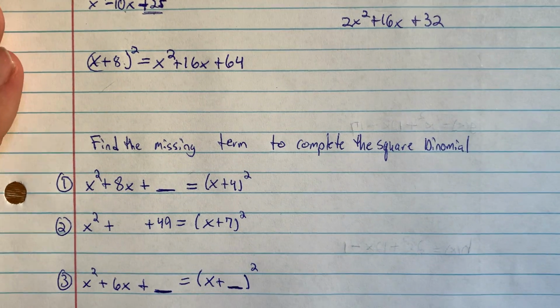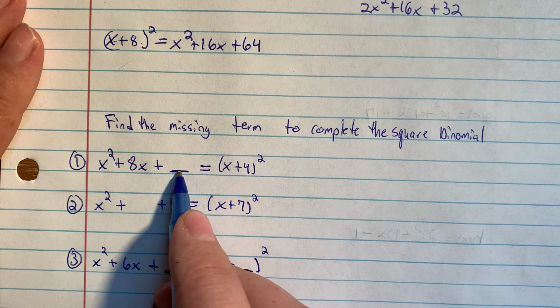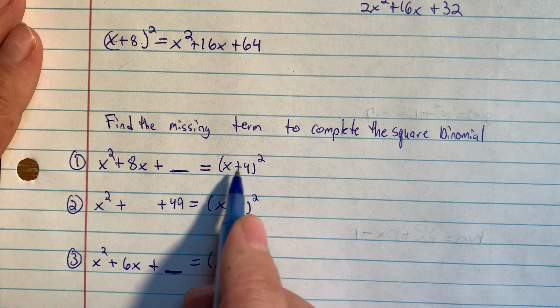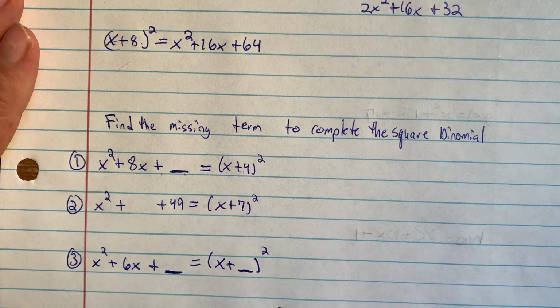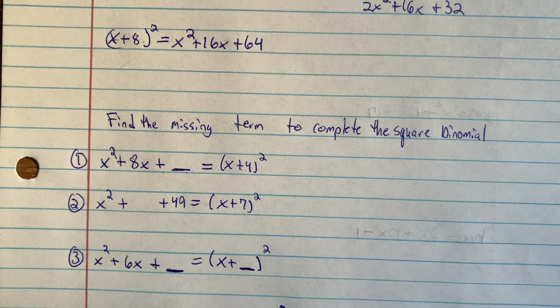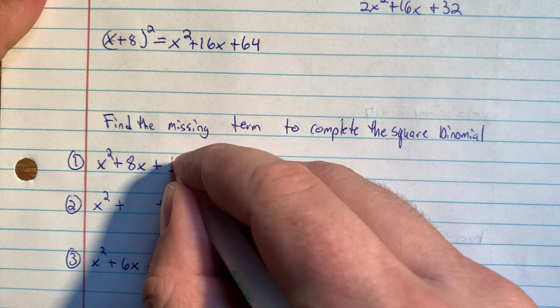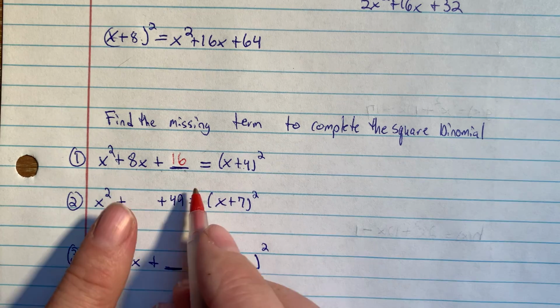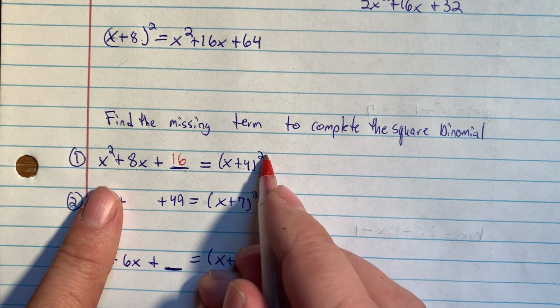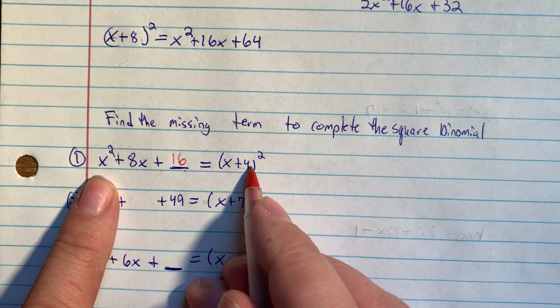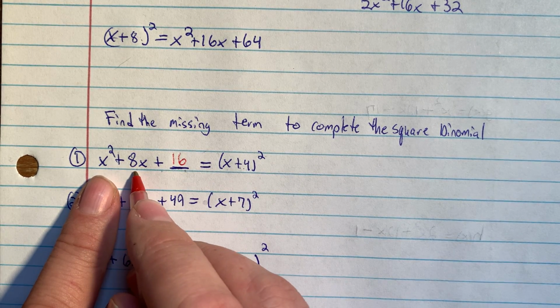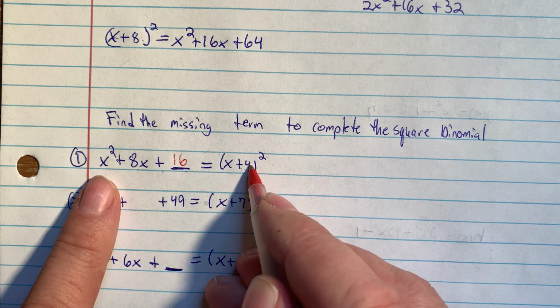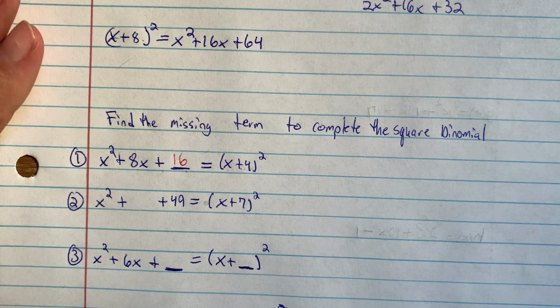Find the missing term. What is the term that would make this equal to this square binomial? So x squared plus 8x plus what would give you x plus 4 squared? And this missing term should be 16. And I know that's true because when you square a binomial, you square the first one, x squared. These get multiplied together, which is 4x, and doubled, which makes 8x. And then you square the last one. So the last one needed to be 16.